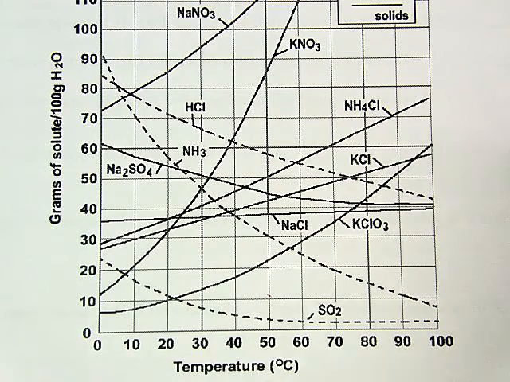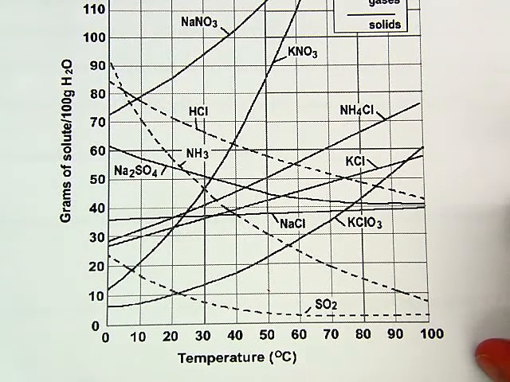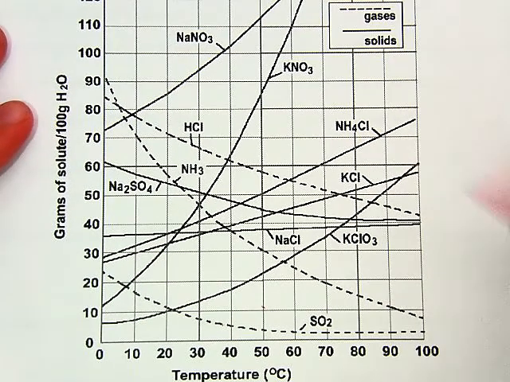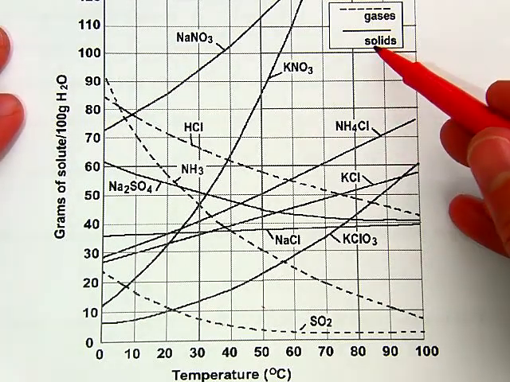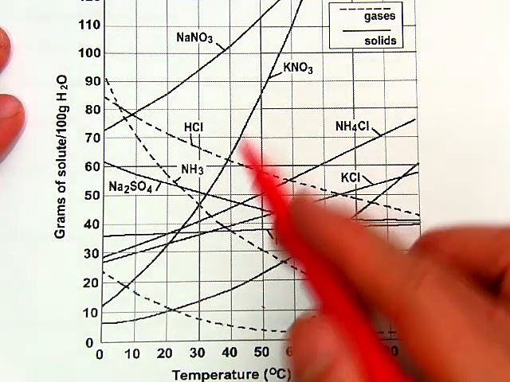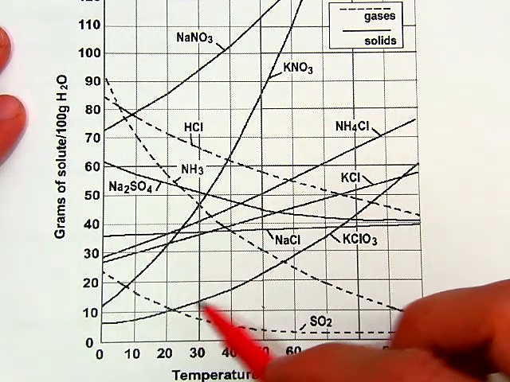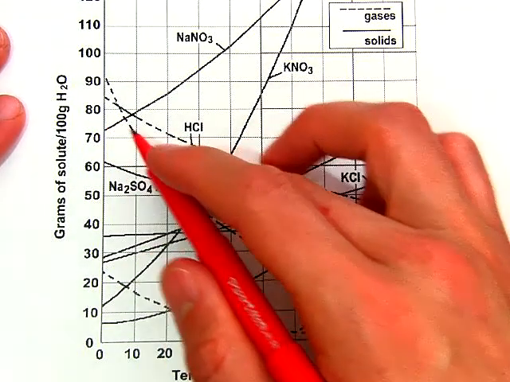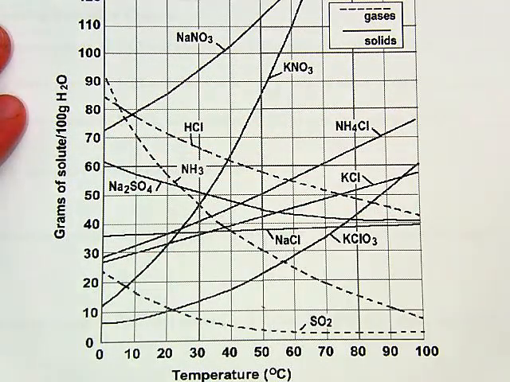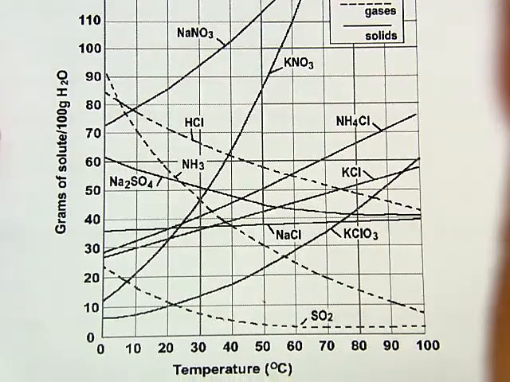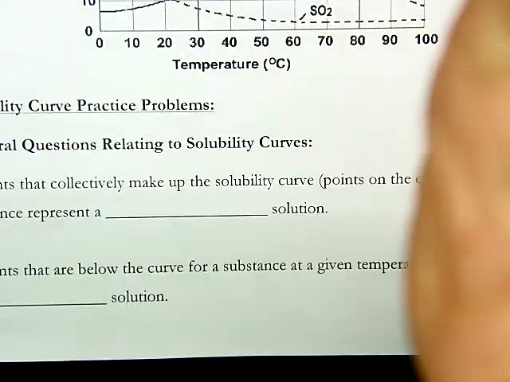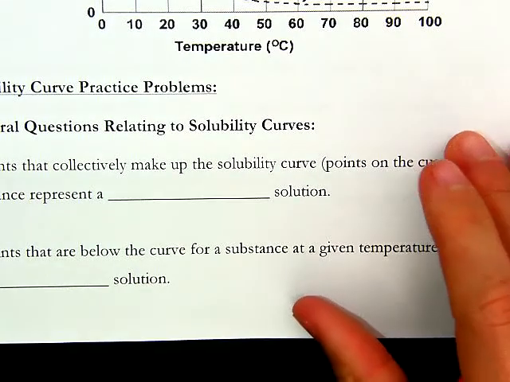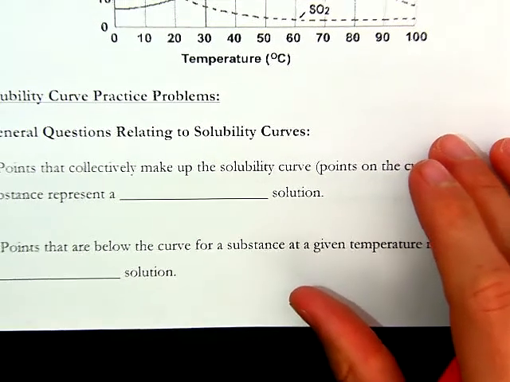And as I mentioned, the general trend, it's not perfect, but the general trend is that for solid substances, as temperature increases, the solubility tends to increase. And for gases, as temperature increases, the solubility tends to decrease. So a couple of general questions and then questions about interpreting it, like actually doing some calculations with it, we will do.